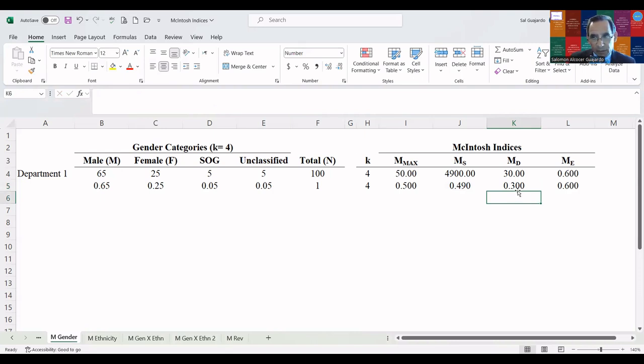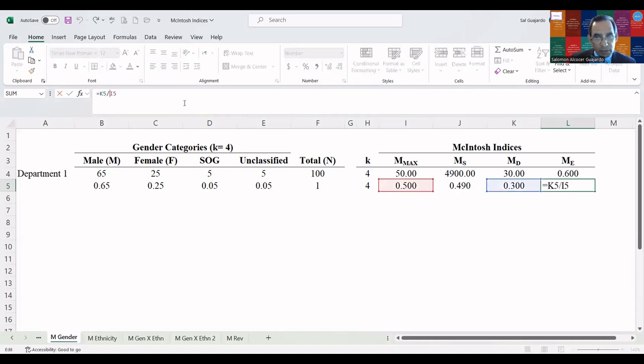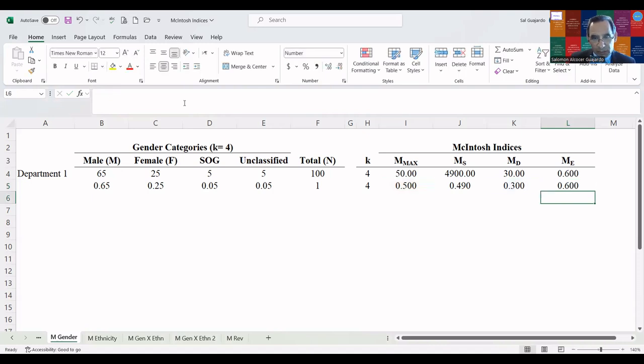Now, if I want to calculate the McIntosh evenness score, that's going to be K5 divided by I5, which is the maximum score. So, again, here's the formula. 0.30 divided by 0.50 gives me a standardized score of 0.60. So that's an easy presentation on how to apply the McIntosh diversity score to gender data.